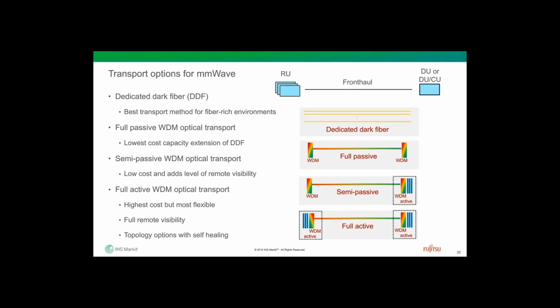Next is semi-passive WDM optical transport. This is a low-cost technique, as it is semi-passive. One end is passive, the other end active, and it adds a level of remote visibility through that active side of the network. More about this option in subsequent slides. Now, let me just finish off this slide with the full active WDM. This is the highest cost but most flexible offering in full remote visibility and self-healing topology options. This option is often cost justified in sub-6 gigahertz type radio environments.